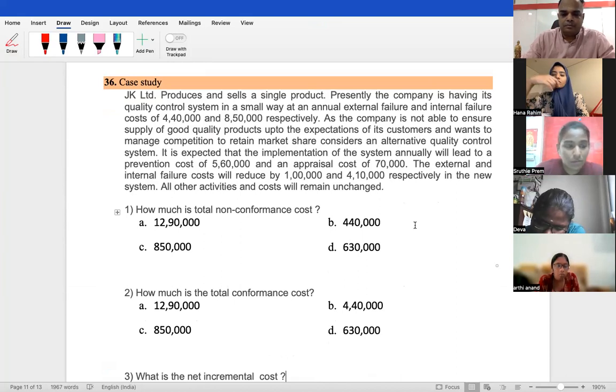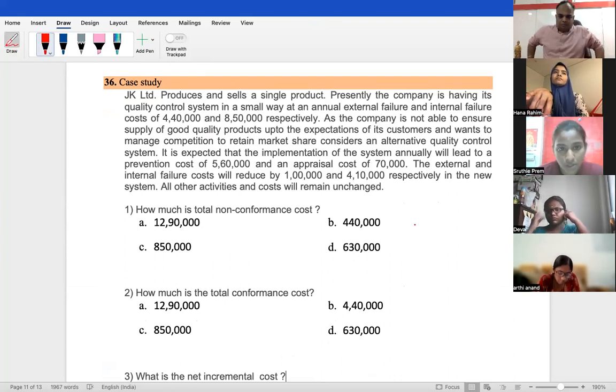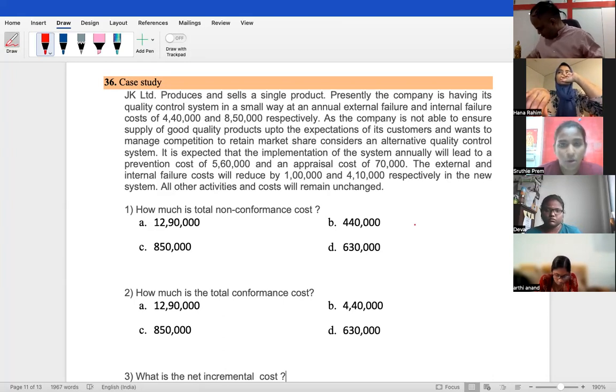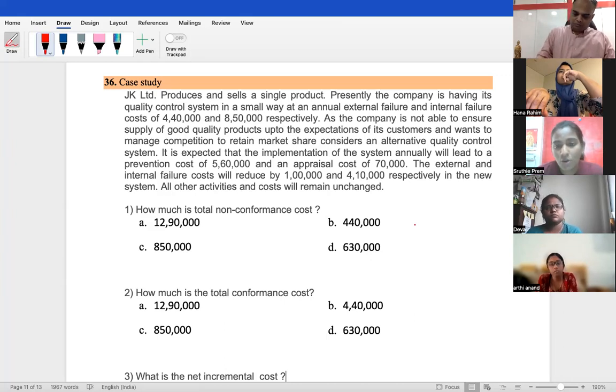Next question. JK Limited produces and sells a single product. Presently, the company is having its quality control system in a small way at an annual external failure and internal failure cost of rupees 4,40,000 and 8,50,000 respectively. As the company is not able to ensure the supply of good quality products up to the expectation of its customers and wants to manage the competition to retain market share, it considers an alternative quality control system. It is expected that the implementation of the system annually will lead to a prevention cost of rupees 5,60,000 and an appraisal cost of rupees 70,000. The external and internal failure cost will reduce by 1 lakh and 4,10,000 respectively in the new system. All other activities and cost will remain unchanged.